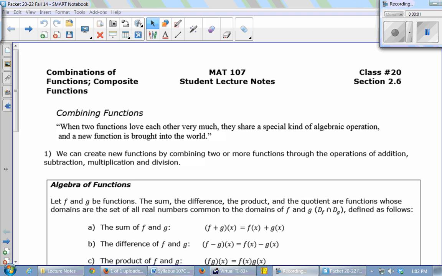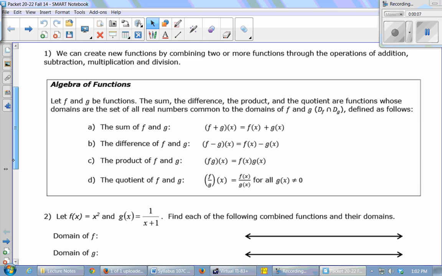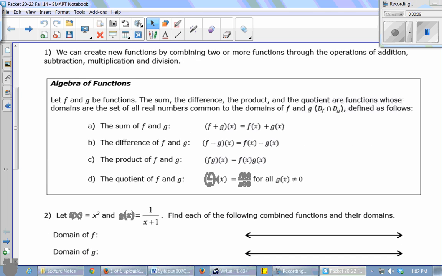So we're going to talk about different ways to combine functions today. We can create new functions by combining two or more functions through one of the four operations of arithmetic. You can add, subtract, multiply, or divide functions. Right? So this is just some different notation for adding, subtracting, multiplying, and dividing functions. You can either write f plus g and then an x, or f of x plus g of x. They mean the same thing.